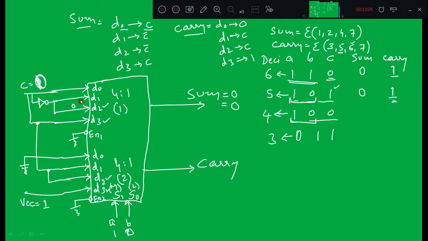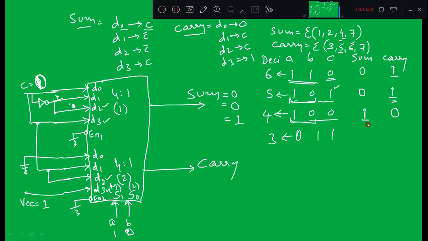Since C is equal to 0, D2 is selected. What is D2? D2 will be equal to 1 now, and sum will be equal to 1, right? Do we have 4 in the sum decimal notation? Yes, right? Next, here again D2 is selected, which is connected to C. Since C is equal to 0, carry is equal to 0, right?